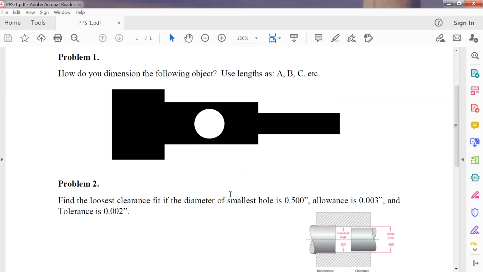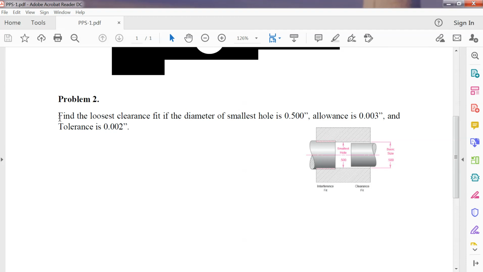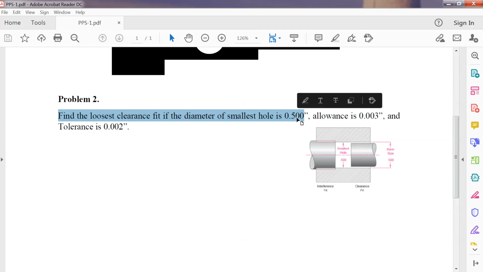Now for problem 2, it asks: find the loosest clearance fit if the diameter of the smallest hole is 0.500 inches, allowance is 0.003 inches, and tolerance is 0.002 inches. Now again, similar to problem 1, to solve problem 2, we need to watch a certain number of videos that have been pre-recorded. So what are those videos?